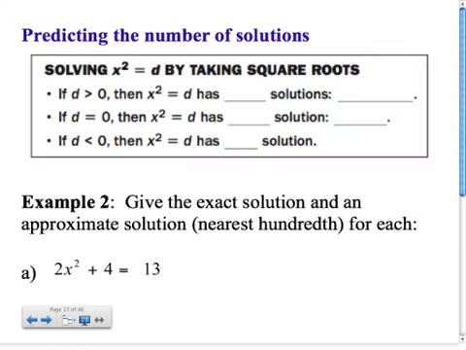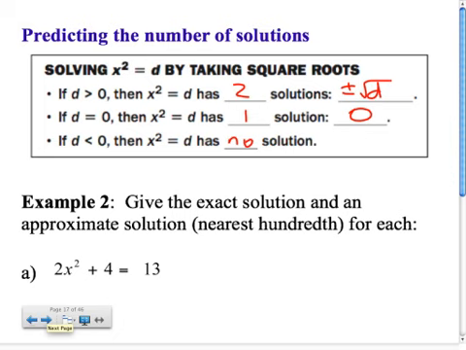So anyway, predicting the number of solutions. Okay, if your d is bigger than 0, then x squared equals d has 2 solutions, plus or minus the square root of d, where d is just some number. If d equals 0 when I solve, then it has one solution and it's just 0. And if d is less than 0, in other words, it's negative, and I take the square root of a negative, that means it has no solution.